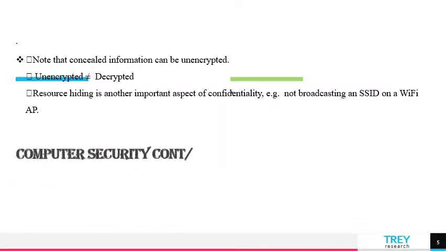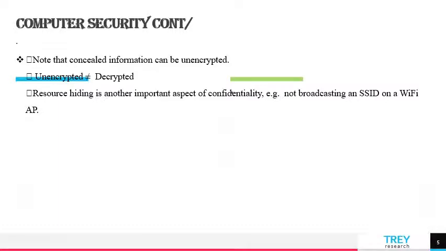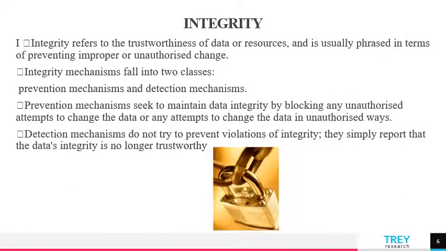Okay, let's make progress. Integrity. We are still talking about the three parts that are involved in computer security. The first one was confidentiality, so we are done with the confidentiality part. We come to integrity. As we move on in this order, you should also be able to differentiate the difference between confidentiality and integrity, or integrity and availability, or availability and confidentiality.